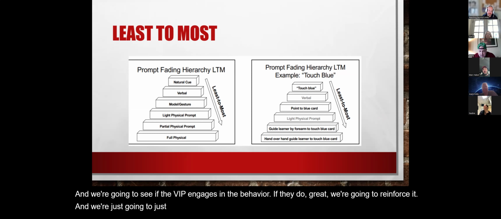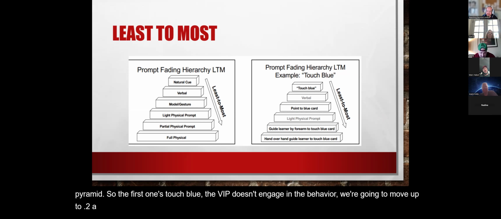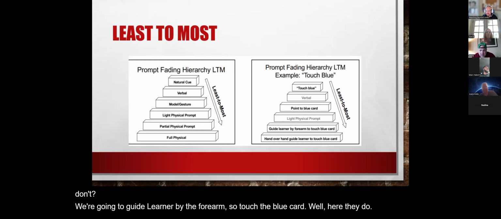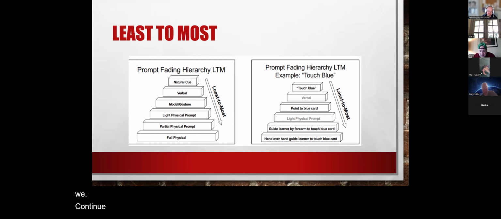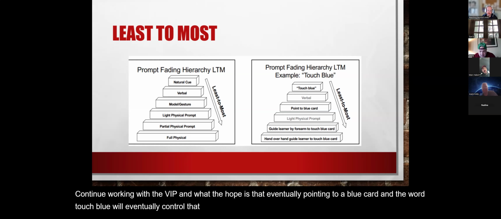But if the VIP doesn't, we're going to slowly move down the pyramid. So the first one is touch blue. The VIP doesn't engage in the behavior. We're going to move to point to a blue card. That's what we're going to engage in. And we hope our VIP engages in the behavior. And if they don't, we're going to guide the learner by the forearms to touch the blue card. Well, here they do. So we're going to reinforce that behavior, and we're going to rinse and repeat the same procedure as we continue working with the VIP. And the hope is that eventually pointing to a blue card and the words touch blue will control that behavior, and we can fade that prompt out.